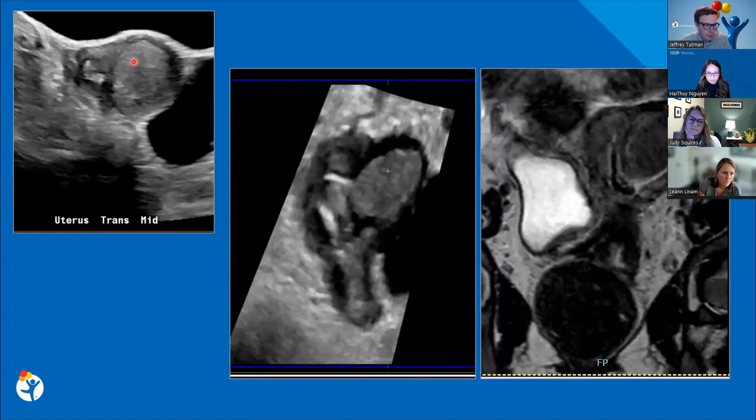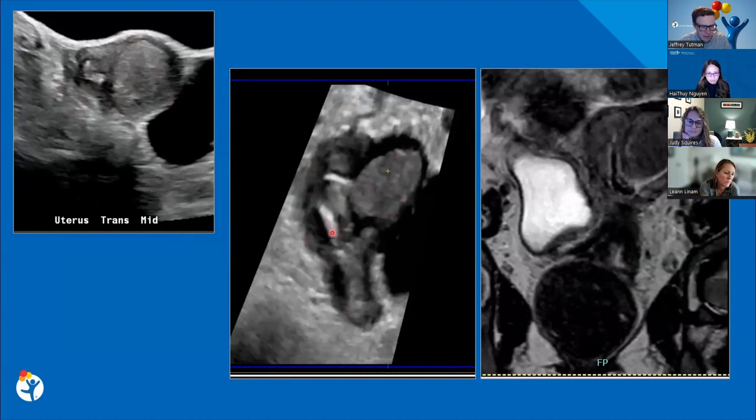So this is showing you what we could see on 2D imaging. We can see this mass, and we can see this is the IUD in here. You can kind of see this septation potentially in here, but I think it's really difficult to define what her anatomy really is. So when we went to do 3D, again, you can see this mass right here.